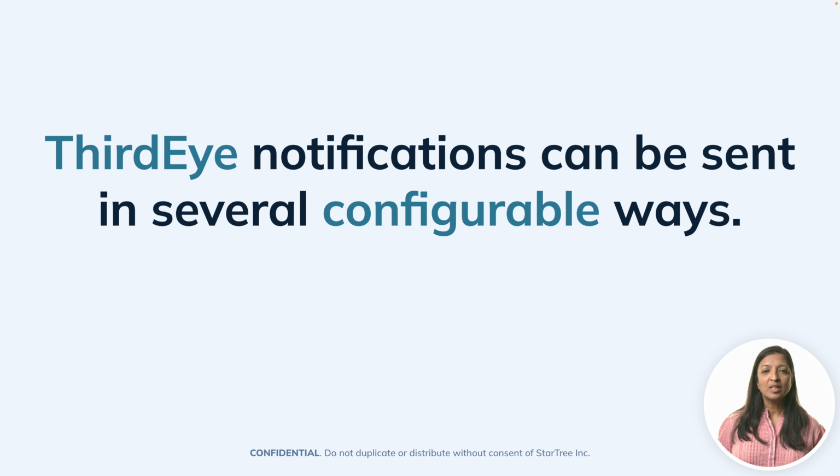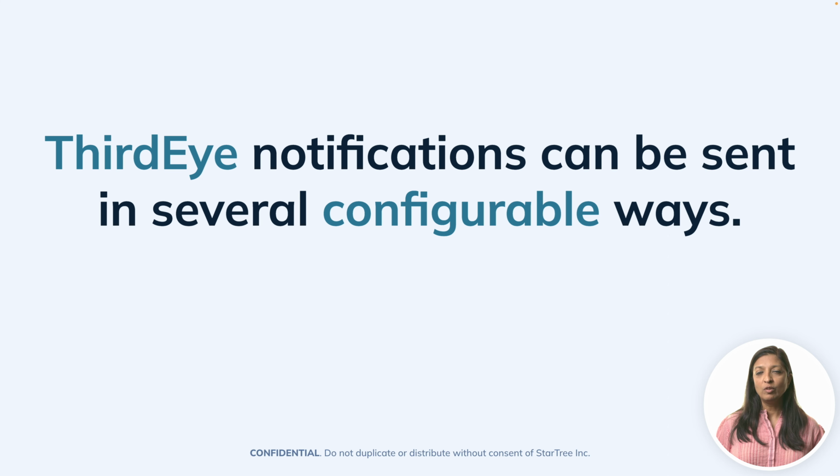ThirdEye notifications can be sent in several configurable ways. You can either send emails to one or more people, you can use a Slack channel notification, or you can call a webhook where you can program it to run any app you configure.